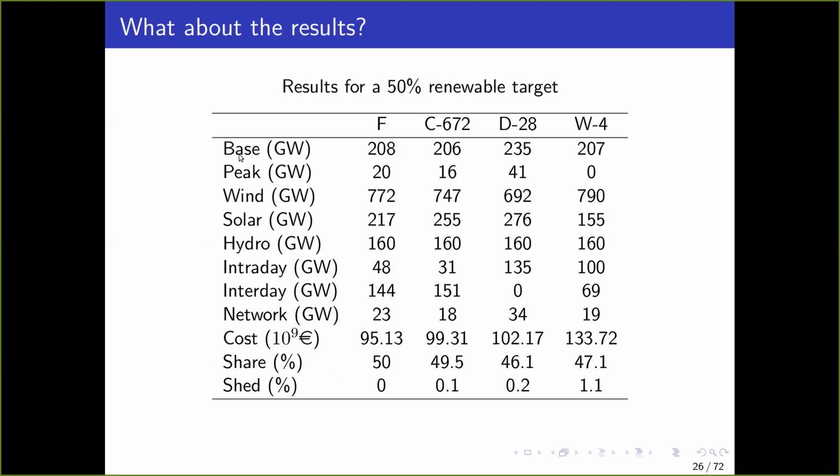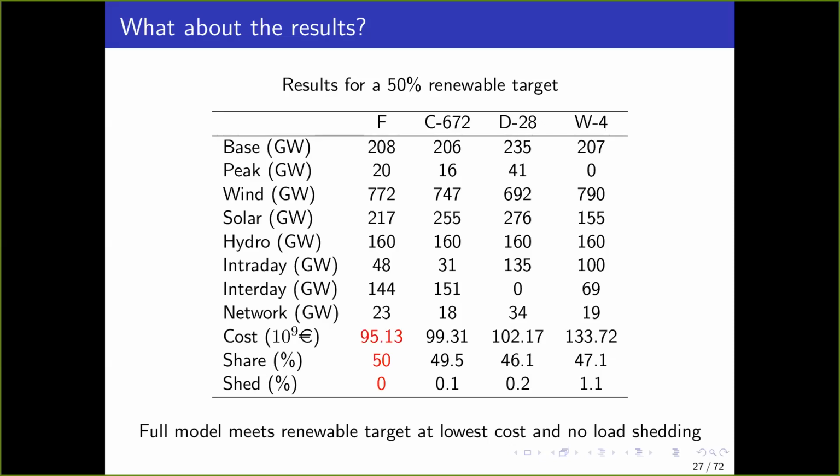So on the left, we have investment in base, peak, wind, solar, hydro, and intraday, interday, and network. These are all aggregated values for whole Europe in 2030. And then you have total costs, including investment and production cost, the share of renewables, and the loss sharing. And then each column belongs to each of the methods we are comparing, and we have a renewable target of 50%. So let's see some interesting remarks about these results.